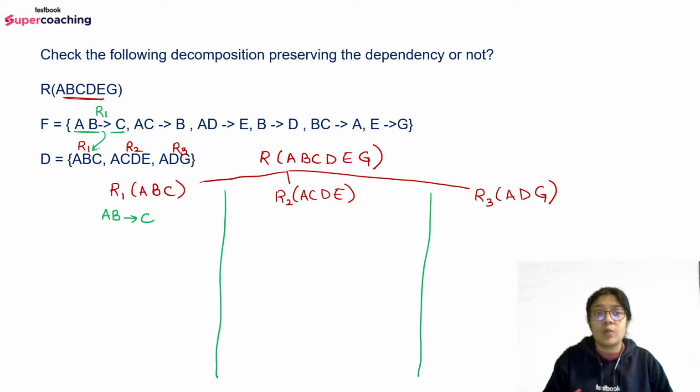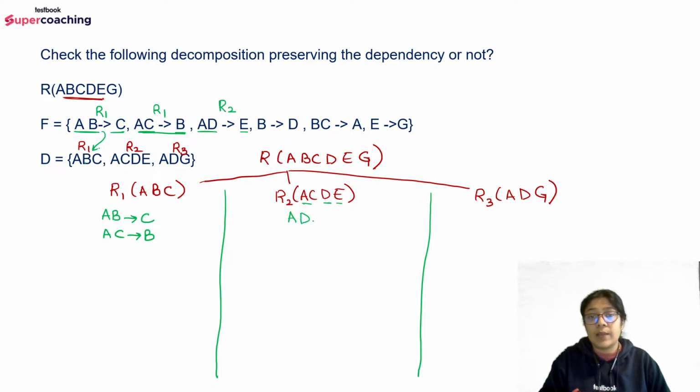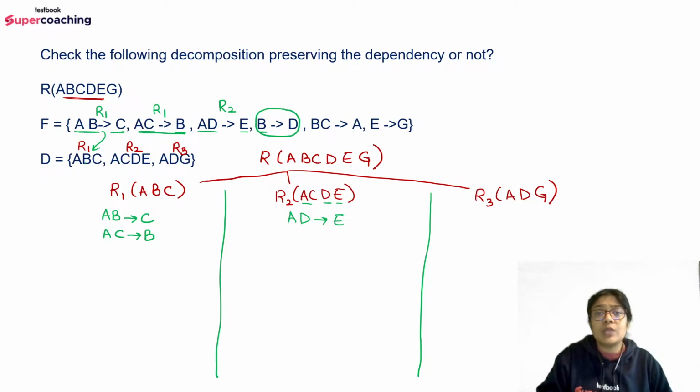Next is AC determines B. A, B, C, three attributes came, and these are the attributes of R1, so AC determines B is also preserved by R1. AD determines E, A, D and E, so this is preserved by R2. B determines D. B is only present in R1, D is present in R2 or R3, which means it does not come in a single subrelation.